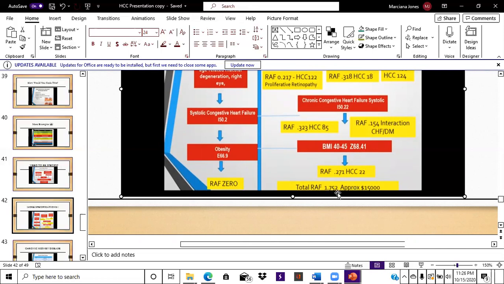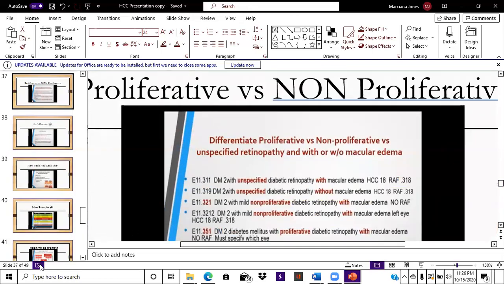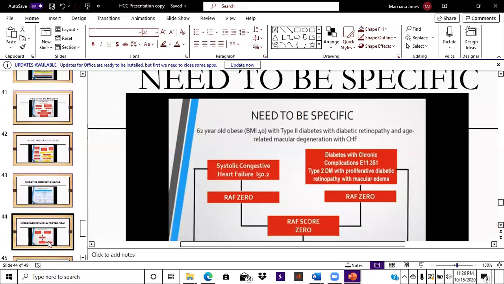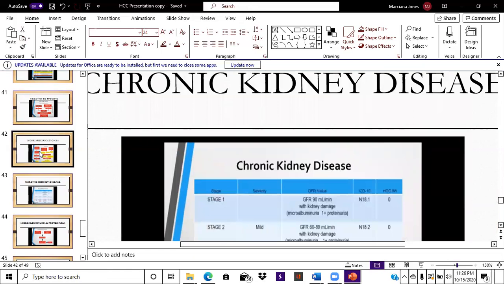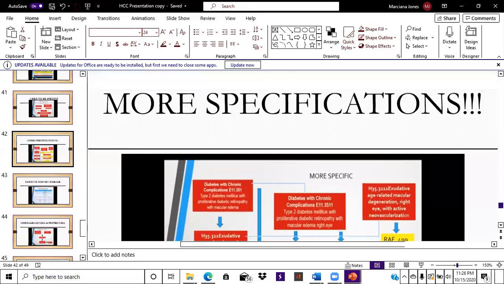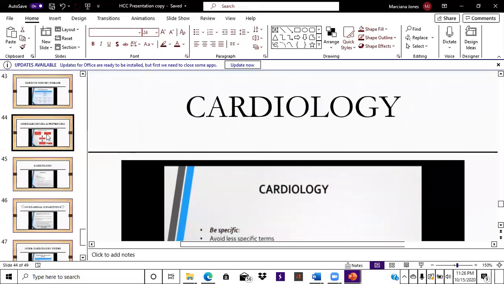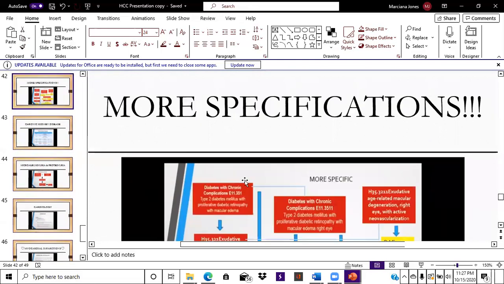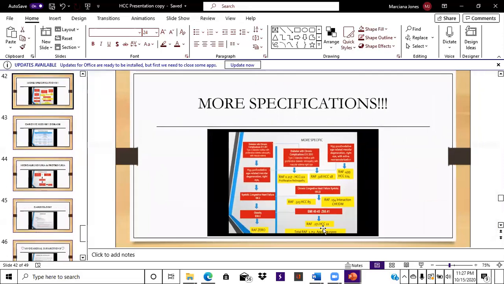Total RAF of 1.752. And this is approximately $15,000. Oh, I'm sorry, go back. Okay, here it is. So basically $15,000. Oh, I know why, because I got it so big. So yeah, that's approximately $15,000 that this physician would have missed out on.